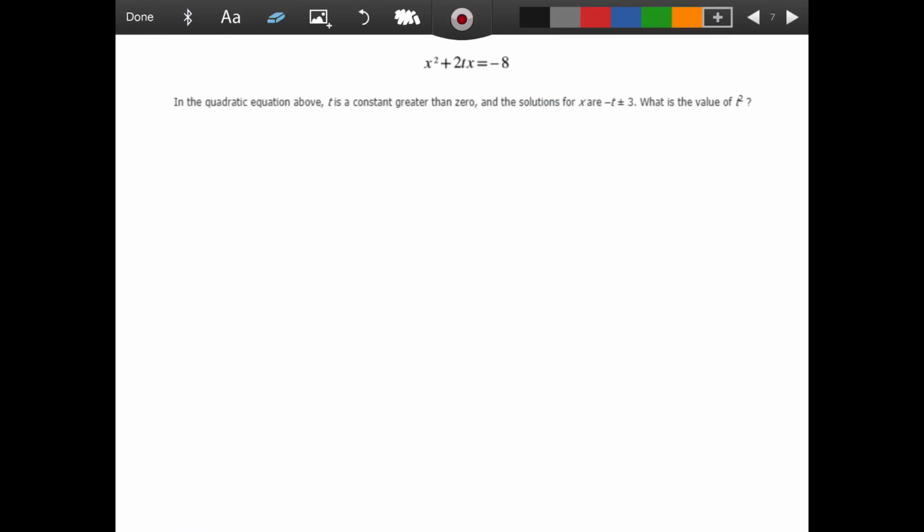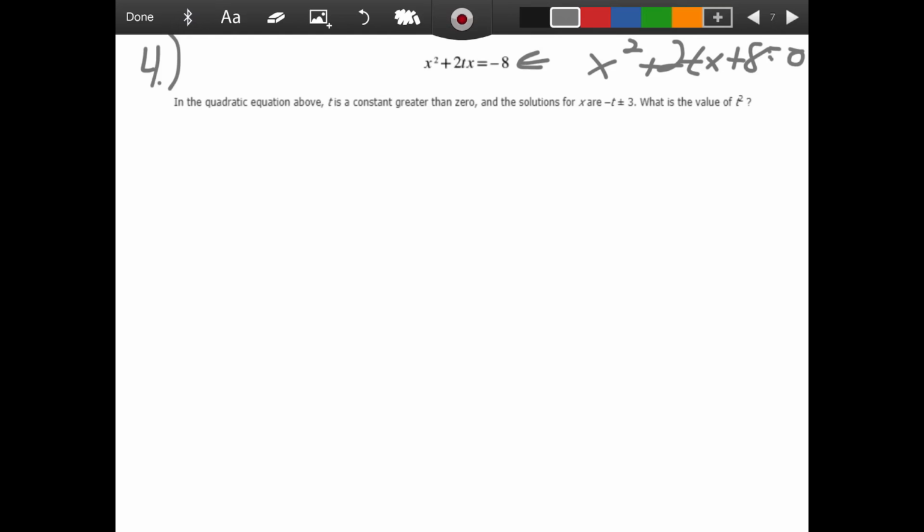Okay, here's the fourth example of the Google form that I want to go over, and in my opinion, this is the most difficult one and is very tricky. So the first thing I would do is, this isn't really an equation we can plug in, so let's just rearrange it quickly. x squared plus 2tx plus 8 equal to 0.